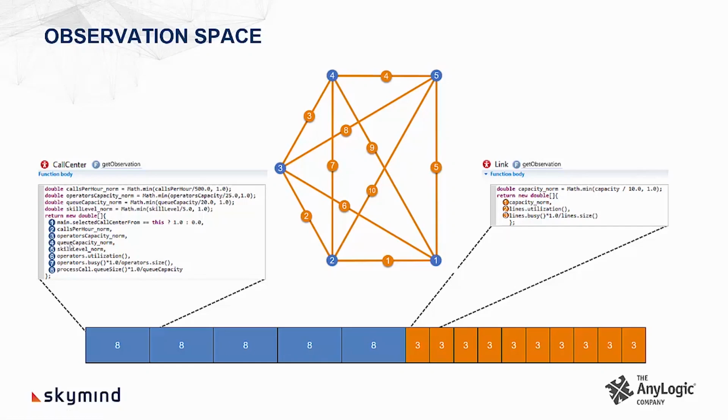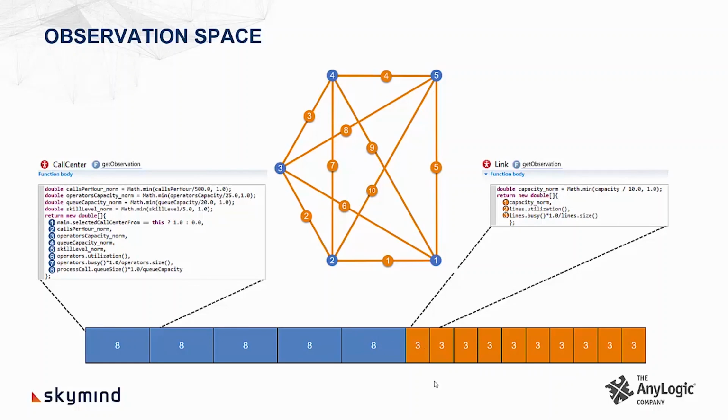And finally, we need to compose all of this information into one big array that has 70 elements, and this is the array that the learning agent sees. It doesn't have access to these local ones. We use them for ourselves to compose this big array and let the learning agent see it. It has 40 elements from call centers, 8 elements each for 5 call centers, so 40 elements here. It also has 30 elements from the links.